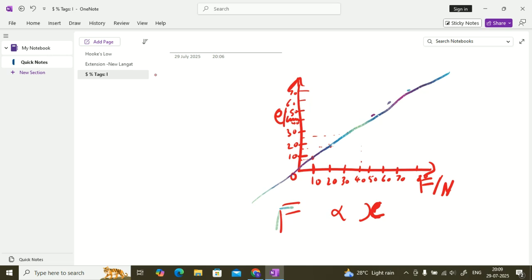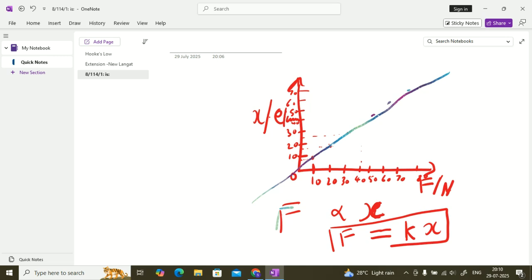So we can take it either E or X. It's your wish, the extension. So here, if I remove the proportionality sign, I have to give an equal to sign, and then for that we need to give some constant. Let that constant be small k, that is the spring's constant. So F is equal to kx is nothing but this equation we need to remember for Hooke's law.